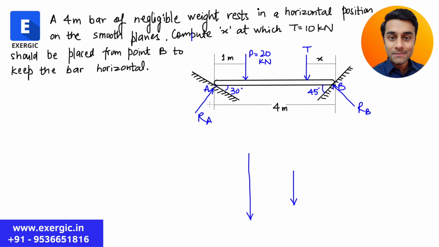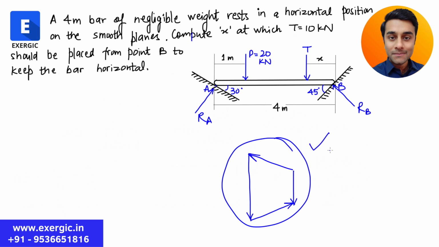Correct? RA is going to be in this direction. Maybe you will join it like this, because if you put it like this, it is not going to close, not going to close like this. But if you form it like this, it is closing up. Similarly, RB, if you put it like this, it is closing up. And then you will say that, sir, this is our force polygon. Tell me, is it the right polygon? Is it a correct polygon to make?